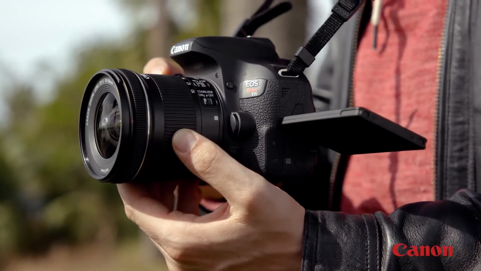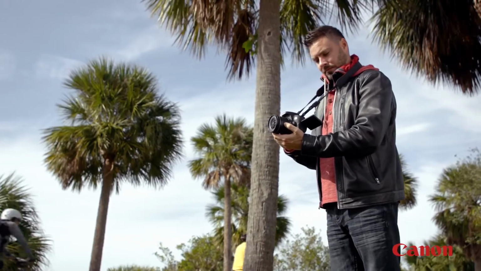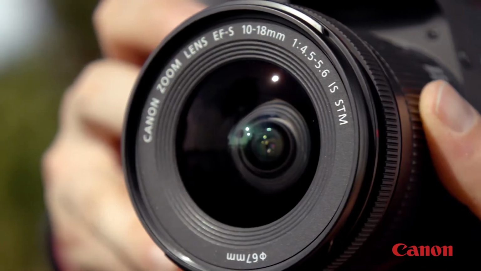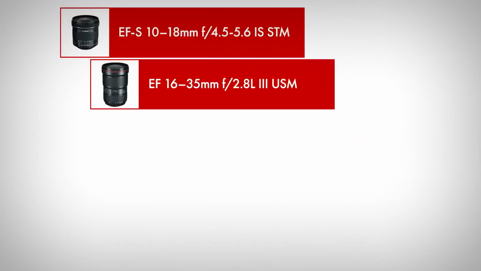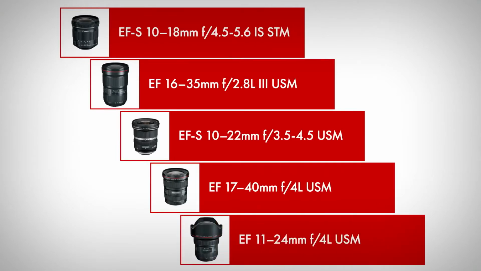But many of today's cameras, like Canon's EOS Rebel models, and mid-range cameras like the EOS 70D or 80D, use a smaller imaging sensor. To get the same wide-angle coverage with them, a lens needs a shorter focal length. So, in general, if you use a camera with the smaller APS-C size image sensor, assume you'll need a lens that's about 22 millimeters or lower to get a wide-angle look.